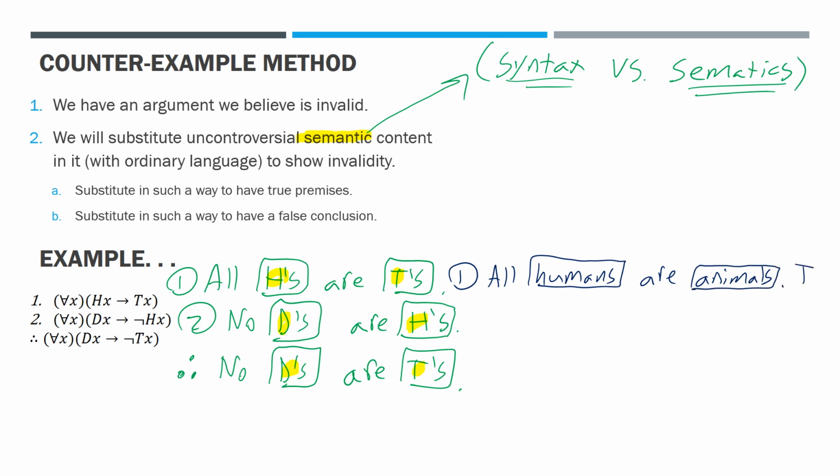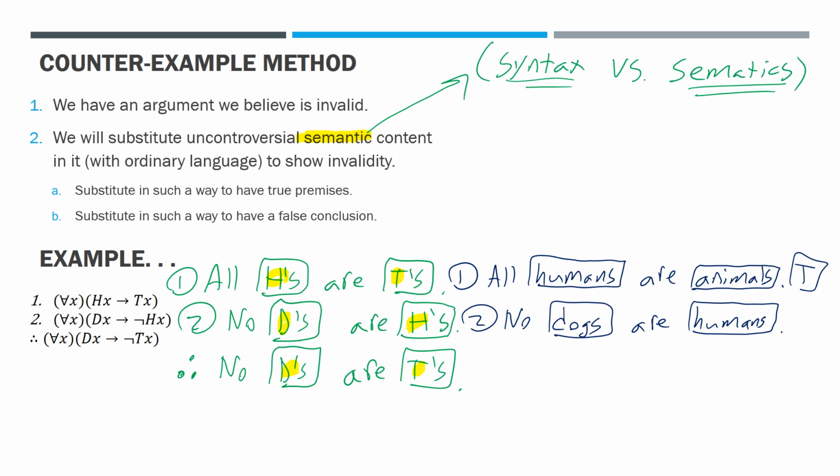And this is a true premise. So we substitute humans for H and animals for T. Second premise, let's try dogs. No dogs are humans. So D for dogs. And the premise is also true. Our conclusion: no D, so no dogs are T's, which happens to be animals.